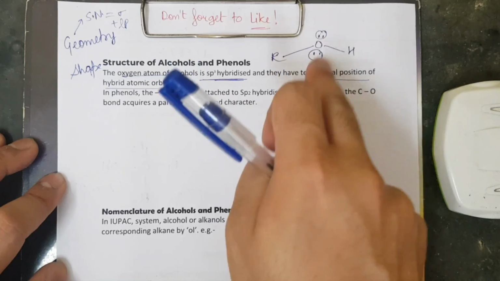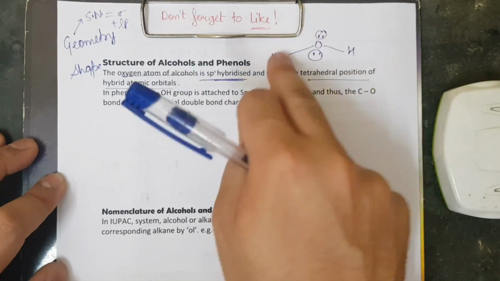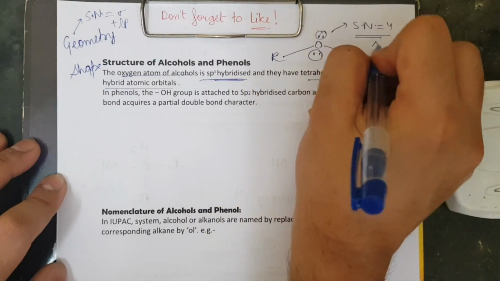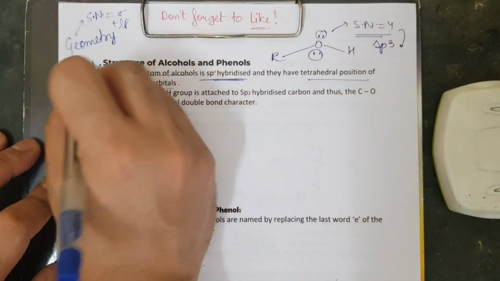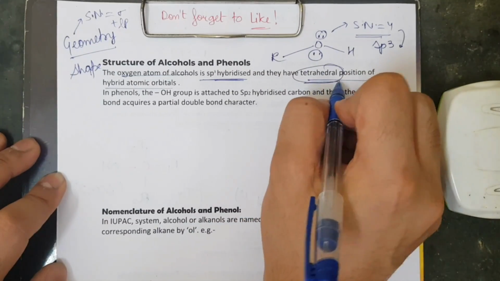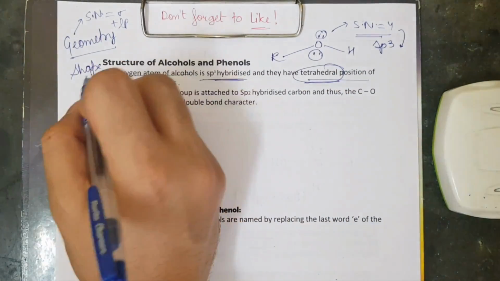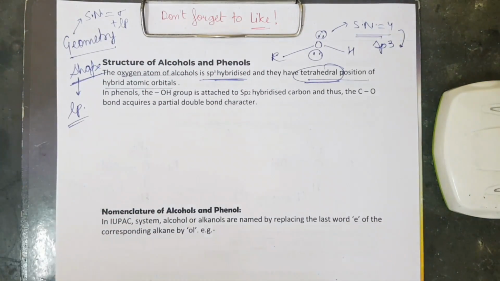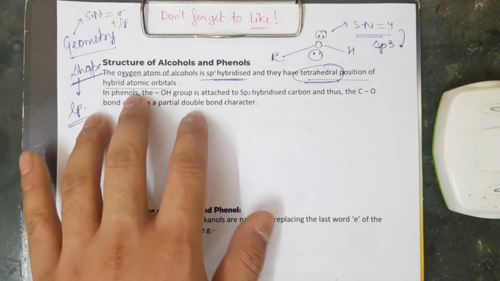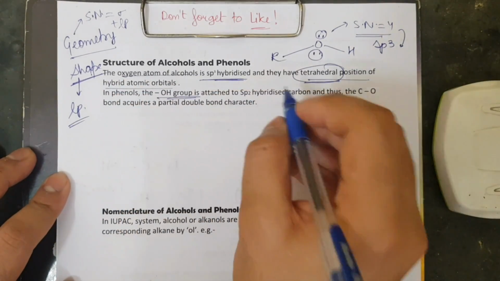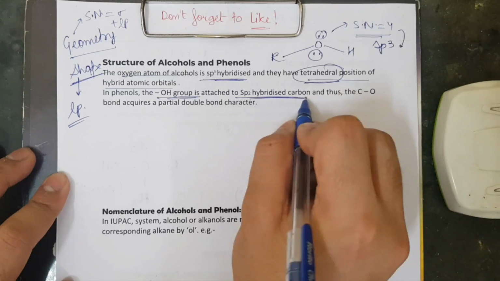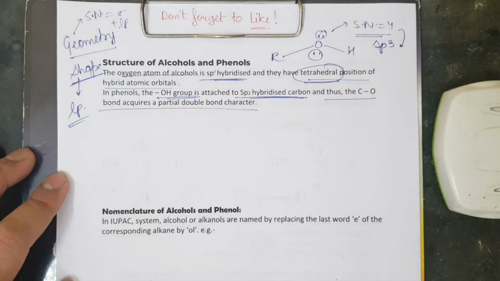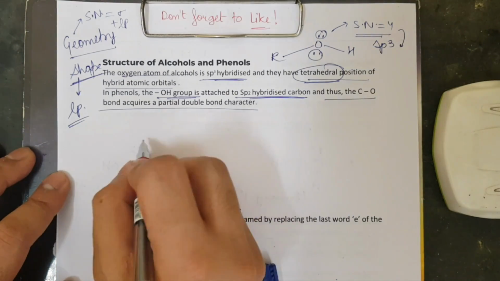Like for steric number is equal to 4, 2 lone pairs plus 2 sigma bonds, the steric number comes out to be equal to 4. So that will be sp3. The geometry will be tetrahedral, but the shape will be different because shape varies with the number of lone pairs which are present due to the repulsion. Okay, so in phenols, the OH group is attached to sp2 hybridized carbon and thus the CO bond acquires a partial double bond character. Very simple thing, this is known to you.